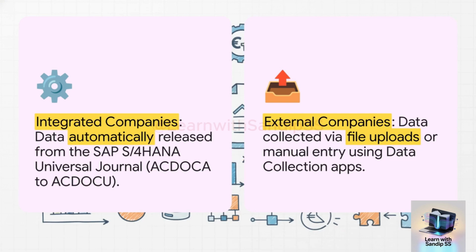For companies that are already running on S4HANA, it's this beautiful, seamless flow. Data moves automatically from what's called the Universal Journal, that's the table ACDOCA, straight into the Special Table for Consolidation, which is ACDOCU. But what about subsidiaries on older systems or systems from other vendors? They've got a different path.